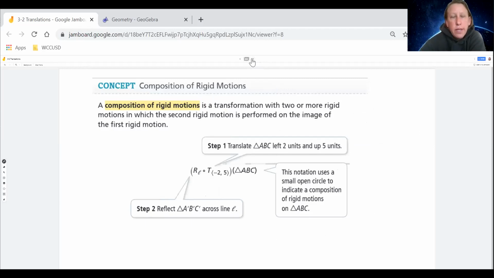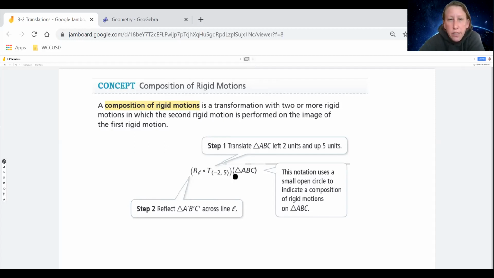All right, one other thing that happens in this section is we can look at a composition of rigid motions. So you can translate things, and after that you can reflect them. One thing that's interesting about this notation is it works backwards. This is your object, triangle ABC, and this is the first thing that happens to it. It's kind of weird. We read it almost from right to left instead of left to right.